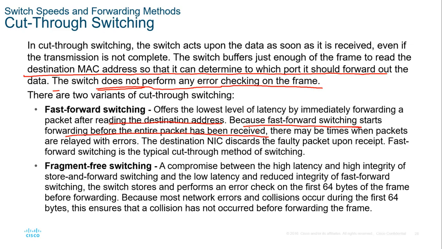So fast forwarding switching is the typical cut-through switching. It will look at the first part of the frame, and once it reads the destination MAC address, it will automatically forward it. In case there are errors within the frame, it will be discarded or dropped by the destination. So it's the role of the destination to check whether the received frame is valid or invalid.